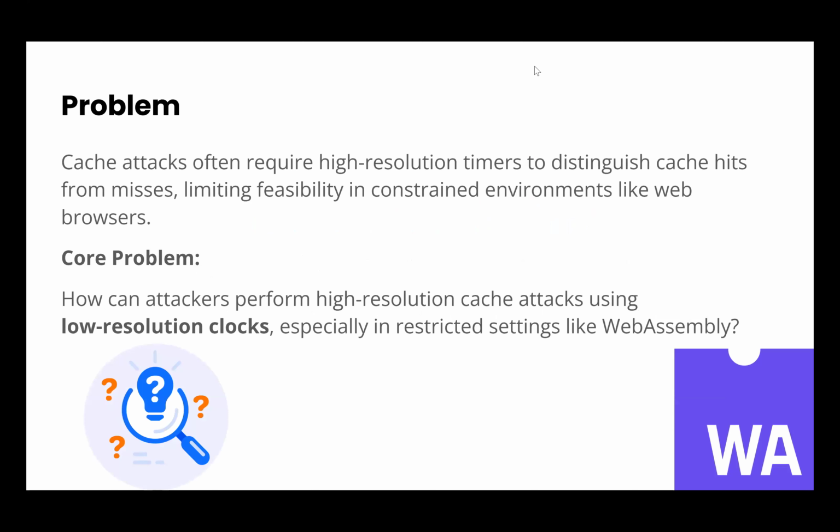So starting off with the problem, the central problem addressed in this paper is how to perform cache attacks in restricted environments, particularly where high resolution timers are not available. Traditionally, cache attacks rely on accurately measuring small timing differences between cache hits and misses, which becomes hard in environments like modern web browsers that restrict access to fine-grained timers. While there has been extensive research on using speculative execution to extract sensitive data from memory, this paper essentially asks, can speculative or transient execution be used to improve cache attacks themselves?